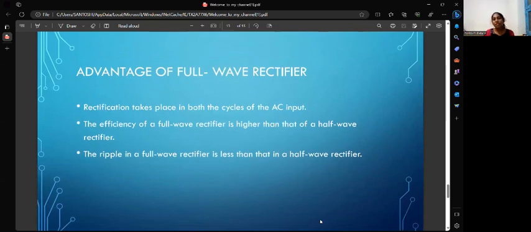What are the advantages of full wave rectifiers? Rectification takes place in both cycles of an AC input. The efficiency of a full wave rectifier is higher than that of a half wave rectifier. The ripple in the full wave rectifier is lesser than in the half wave rectifier.